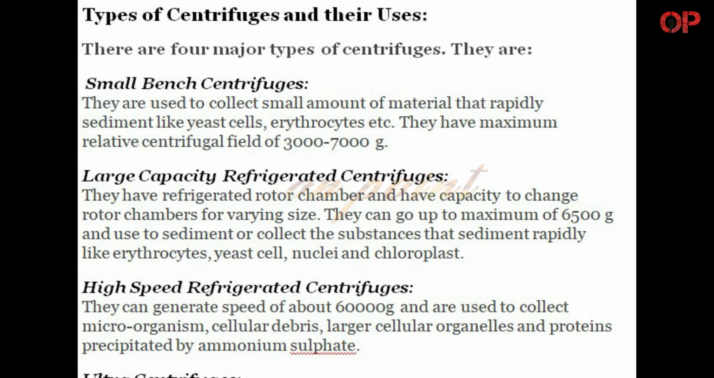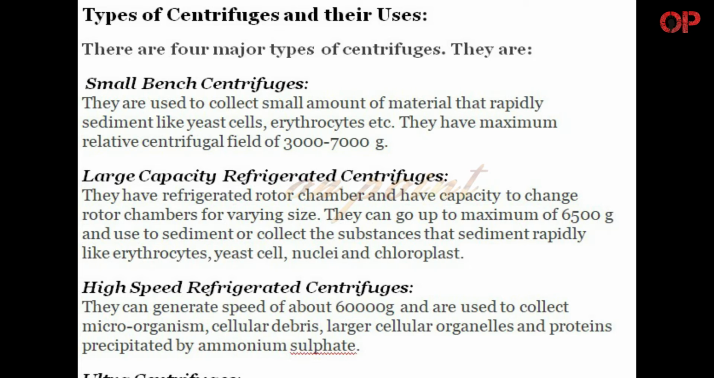Large capacity refrigerated centrifuges. They have refrigerated rotor chamber, and have capacity to change rotor chambers for varying size. They can go up to maximum of 6500 G and used to sediment, or collect the substances that sediment rapidly like erythrocytes, yeast cell, nuclei, and chloroplast.